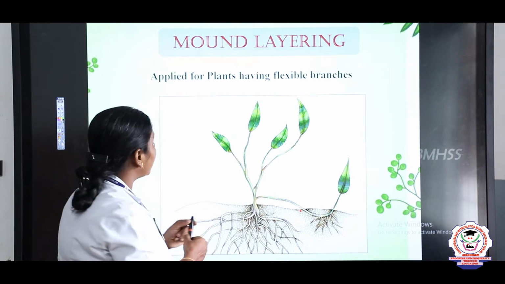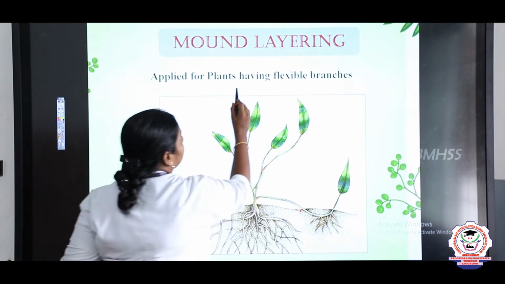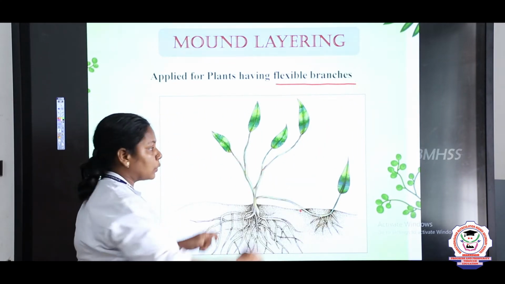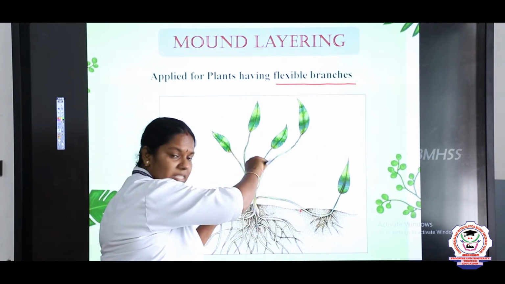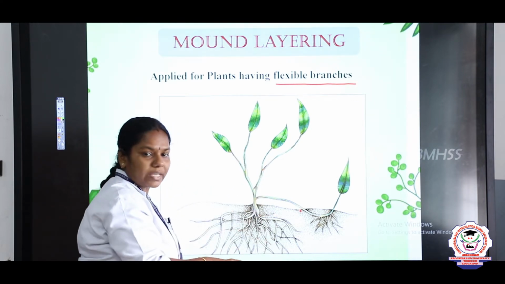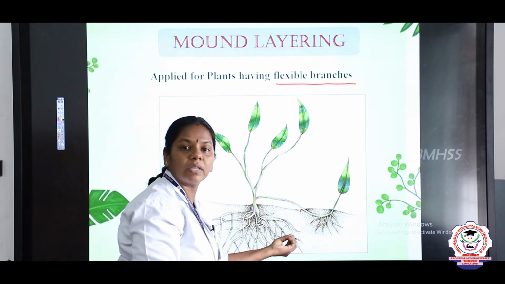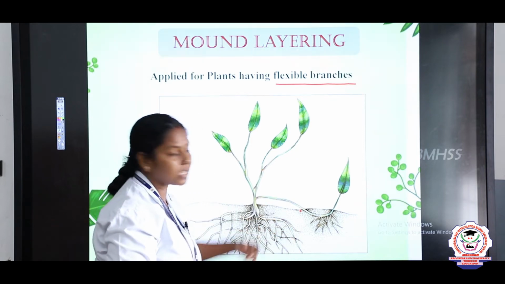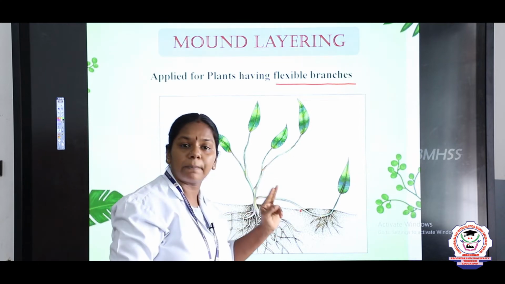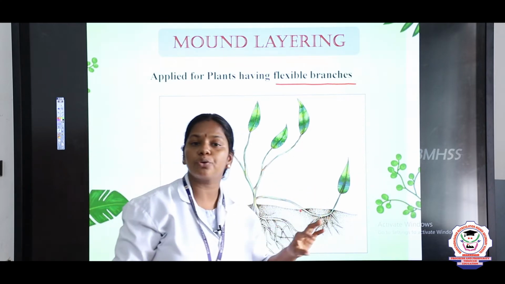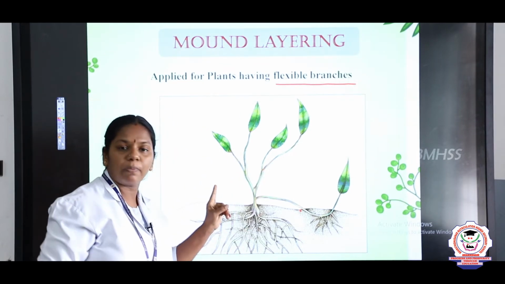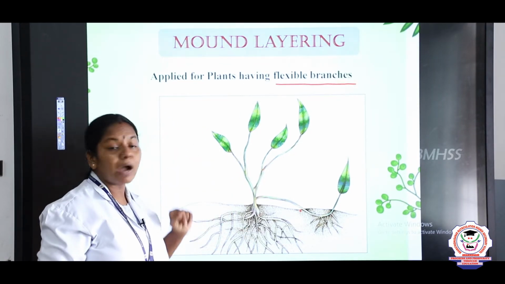So what is mound layering? Mound layering is applied for plants having flexible branches. One of the branches is bent down into the soil, and later it is allowed to form roots. And when the roots are completely formed after a few weeks, this part is detached from the parent plant, so it continues to grow into a new plant. So in weak plants, that is with flexible plants, we use mound layering.